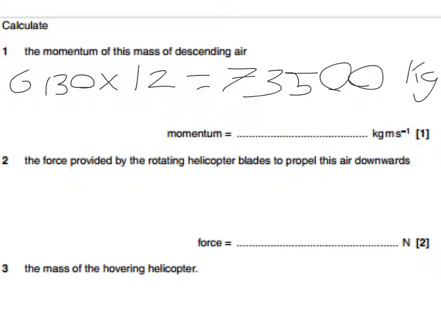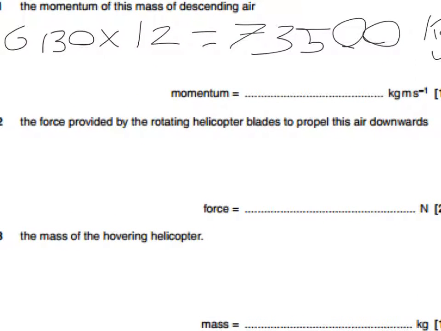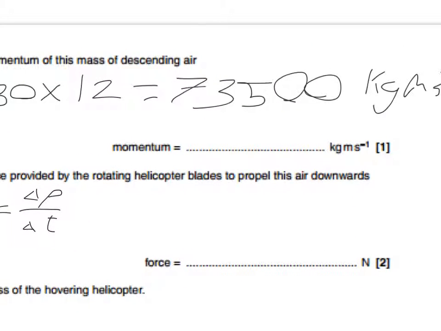So the force provided by rotating helicopter blades, well, this is using Newton's second law, which states that F is equal to change in momentum, delta p, over the change in time, delta t. So we've just worked out the momentum of air propelled downwards in 5 seconds. So that's the momentum up here, and we know the time is 5 seconds because that's the whole premise of the question.